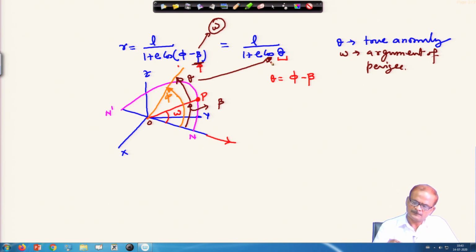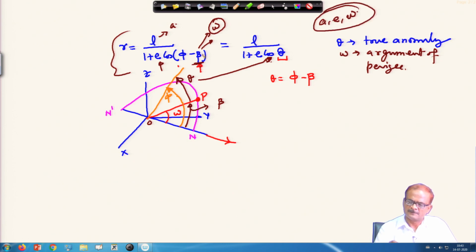As a whole, how many parameters were involved here? In L, both a and e are involved; here also e is there, and another parameter, beta. So in this equation itself you have 3 parameters involved, which are a, e and small omega, but we wrote it in a way that it was not visible. Now it becomes more purposeful to discuss all these things.